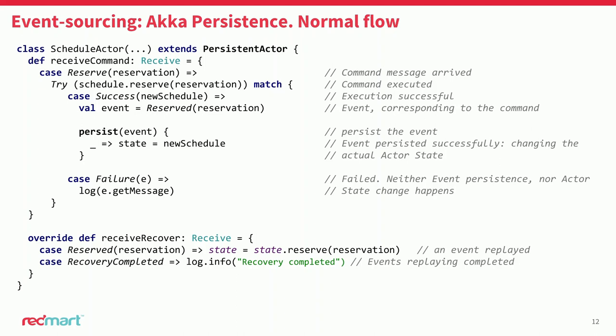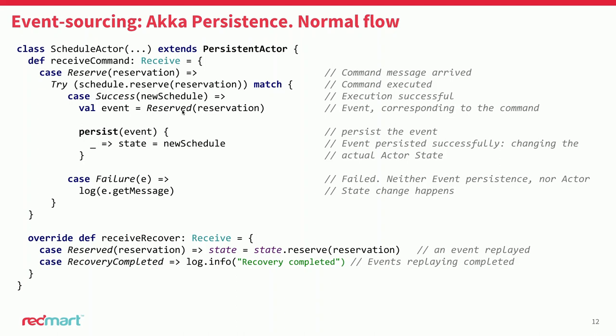Because if you persist an event which you cannot apply, then during the replay, it will never get up again. It will be recovering forever. It crashes, tries to replay, crashes, in an infinite loop. So this is a trick: how can we tackle that? The first thing I do, under a Try monad, I call this reserve. Try, Success, and Failure is a standard thing. If it succeeds and I get a new schedule, at that point I'm already sure that it will be applied. This is like application and validation at the same time. Because from the practical world, we know there is no validation that can guarantee us 100% application. So here I'm absolutely sure that it works.